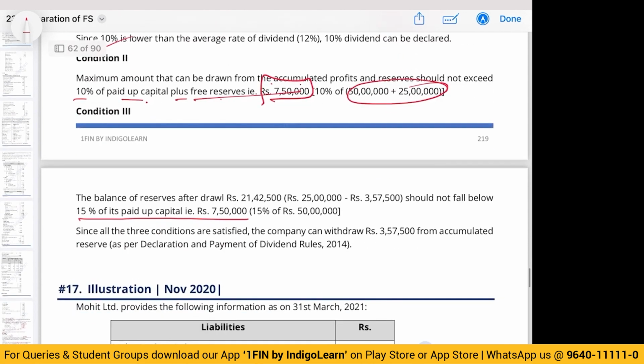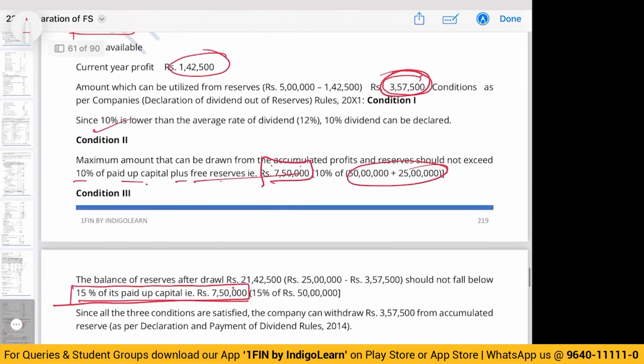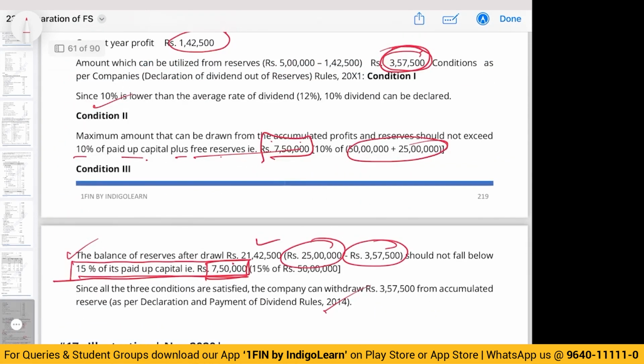Satisfied. Second, the balance after withdrawal should not fall below 15% of paid up capital. How much is paid up capital? 50 lakhs. 15% of this is 7,50,000. Now, what is the balance after withdrawal? 25 lakhs minus 3,57,500, 21,42,500. So, this condition is satisfied. Hence, we can declare the dividend as per this rule. Okay. Any questions on this?